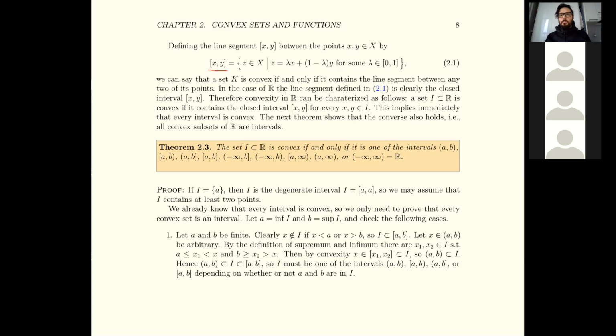Convex sets of real numbers exist. And we can prove this. Let's just go through this proof, and after we've gone through this proof, we'll do a little bit of group work. All right.